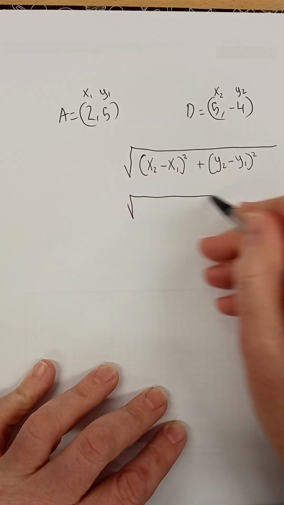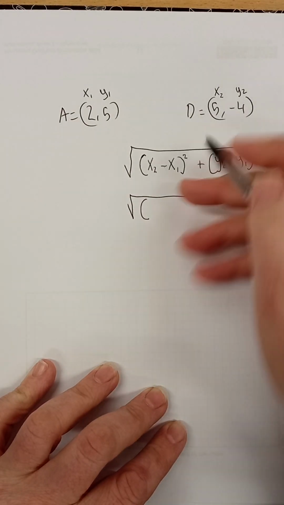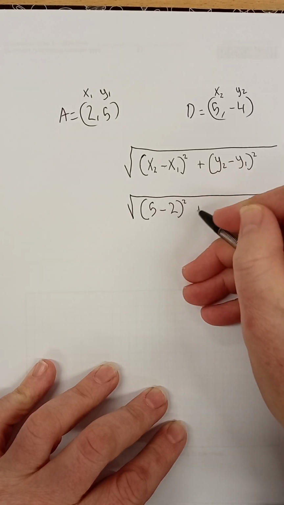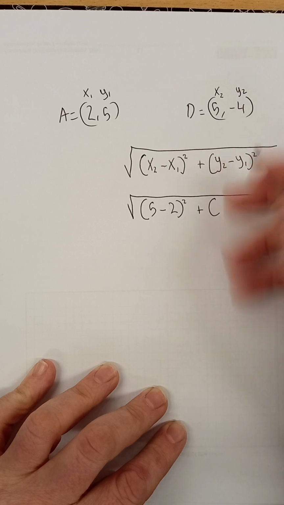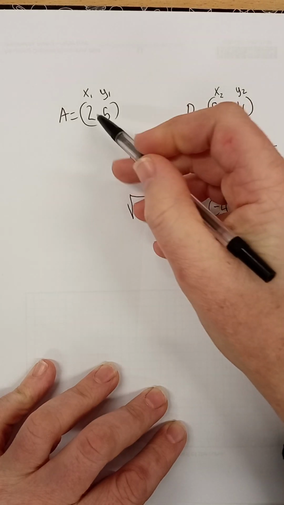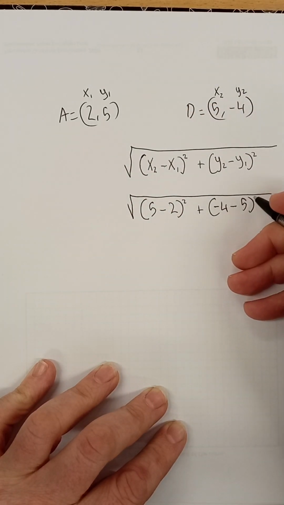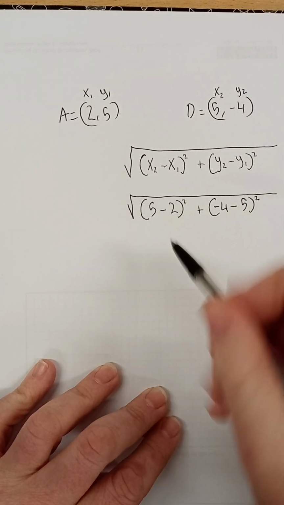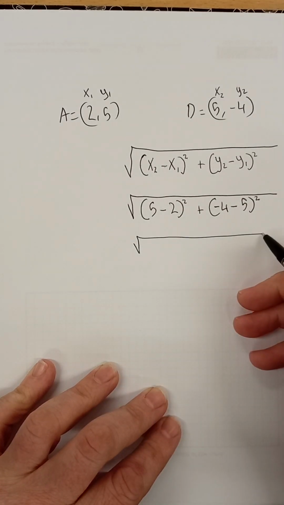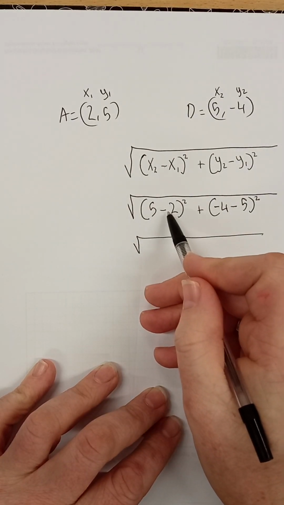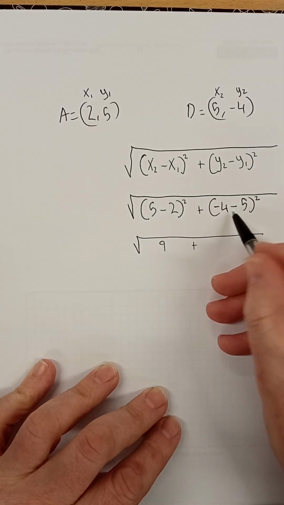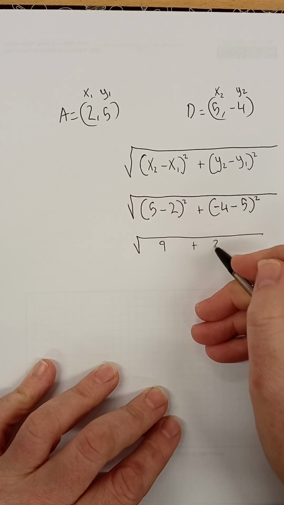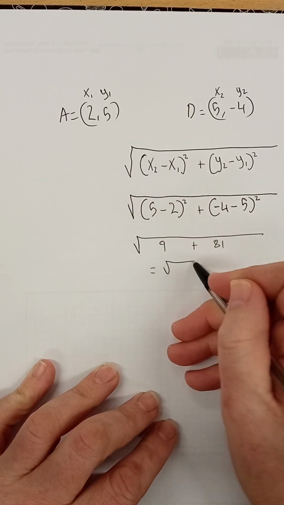So really that's going to be the square root, open a bracket, x2 minus x1, close bracket, square it, plus open bracket, y2 minus y1, close bracket, square it. So what does that work out as? Well, you can use your calculator or you can do it old school. Old school would be 5 minus 2 is 3. 3 squared is 9. Plus minus 4 minus 5 is minus 9. Minus 9 squared is 81. That is the square root of 90.